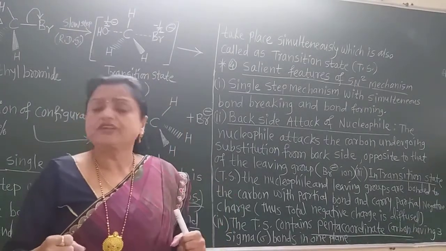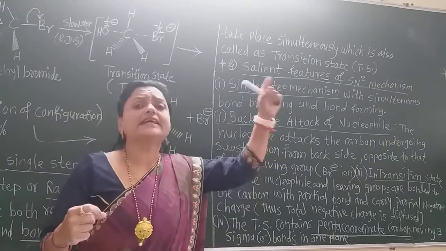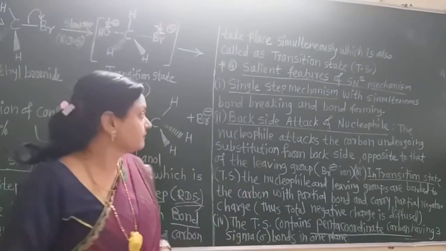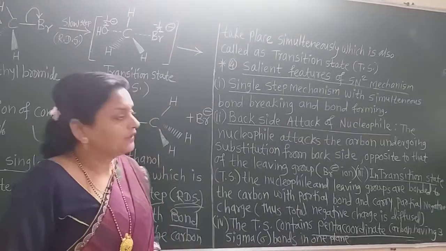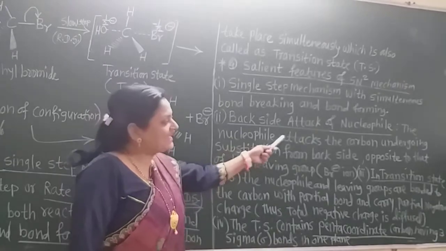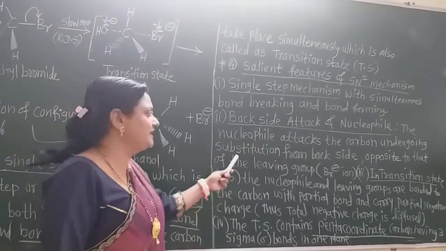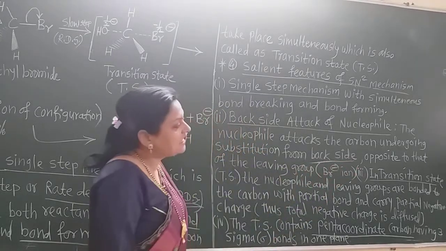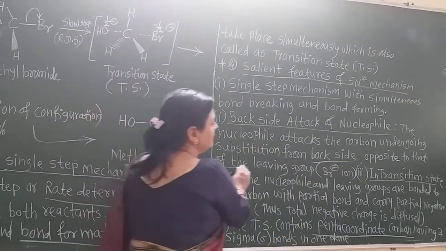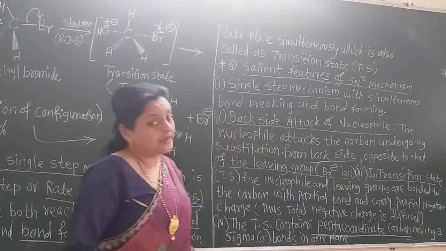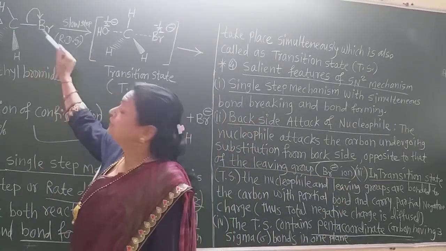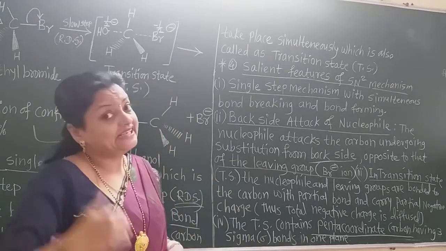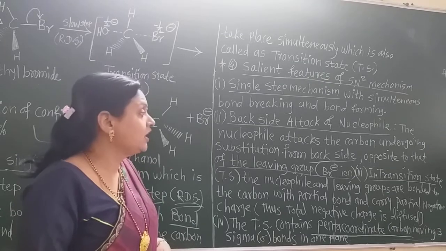Both have the negative charge, so one departs from one side and the other attacks from the other side, so it is the backside attack. The nucleophile attacks the carbon undergoing substitution from the backside. This backside is opposite to that of the leaving group, the bromide ion, and therefore 100% inversion of configuration will be observed.